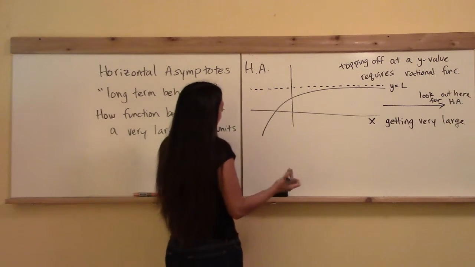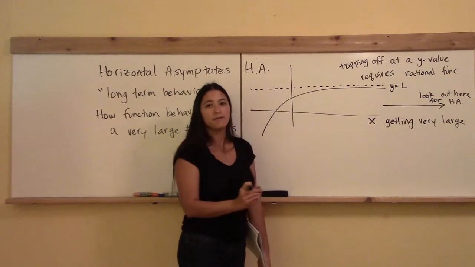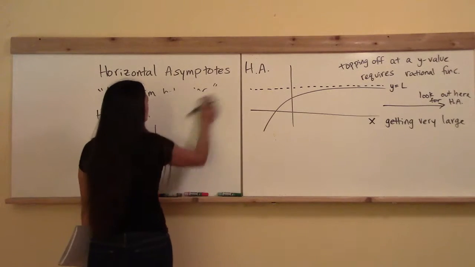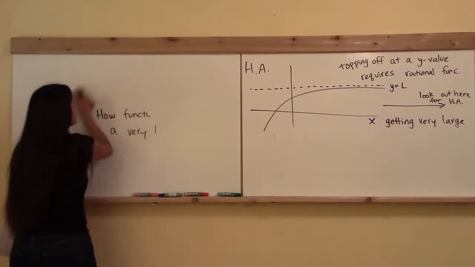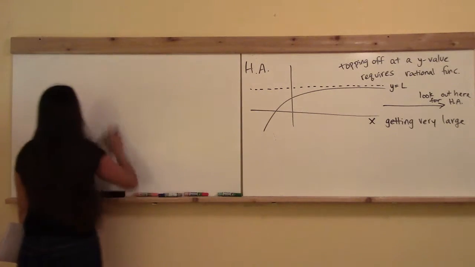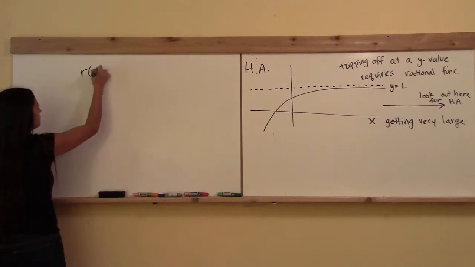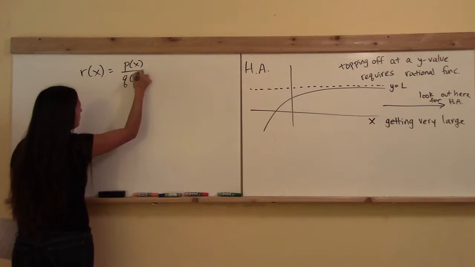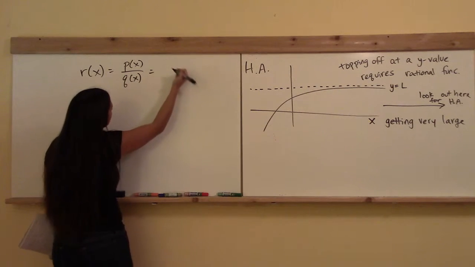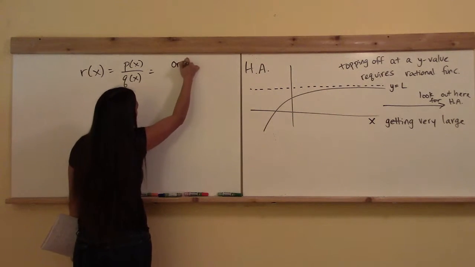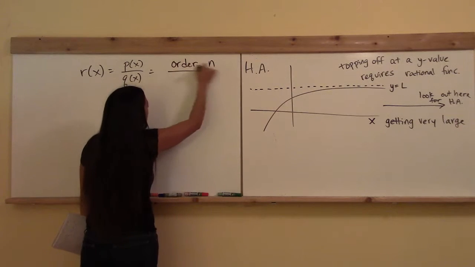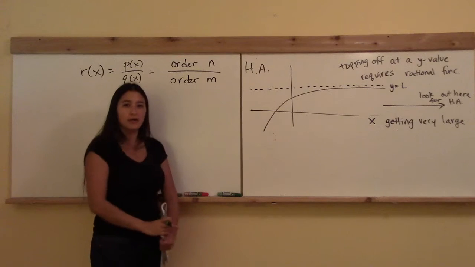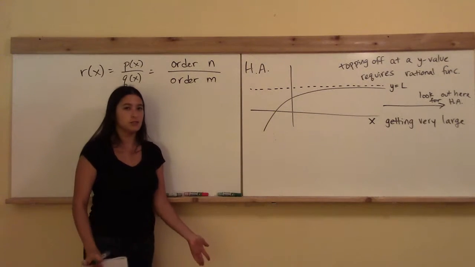Okay? So for polynomials, we have 3 different cases for the horizontal asymptotic behavior. Okay, so let's just go over this. Sorry, not polynomials, for rational functions. Let's say we have a ratio of 2 polynomials, p of x and q of x. And let's say that p of x has the order n. And then q of x has the order equal to m. Okay, so we just introduced the concept of order.